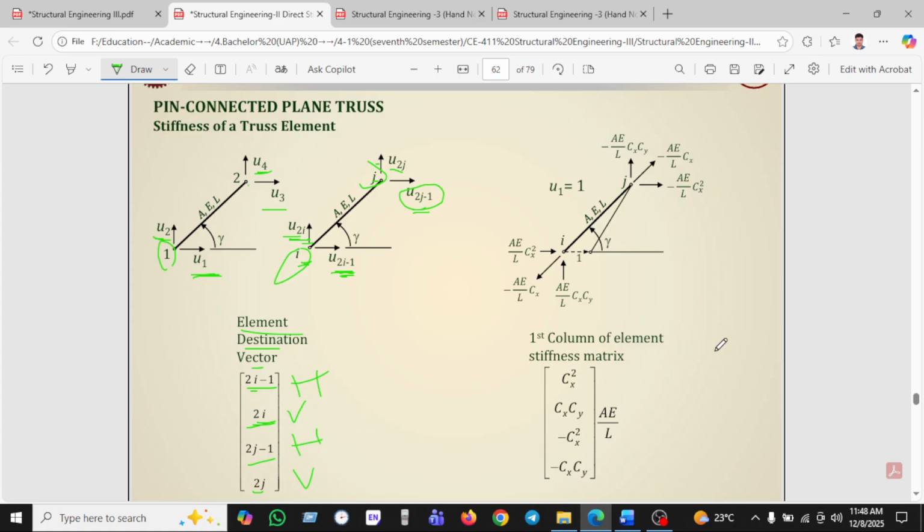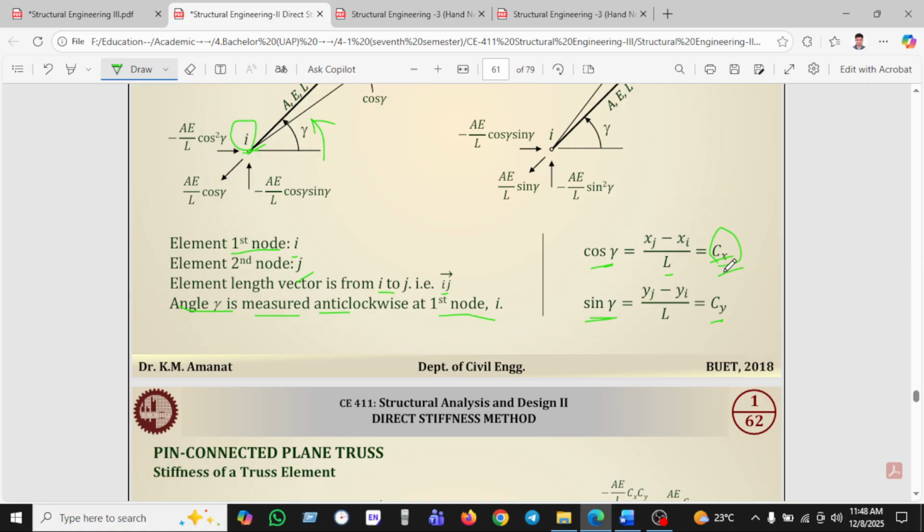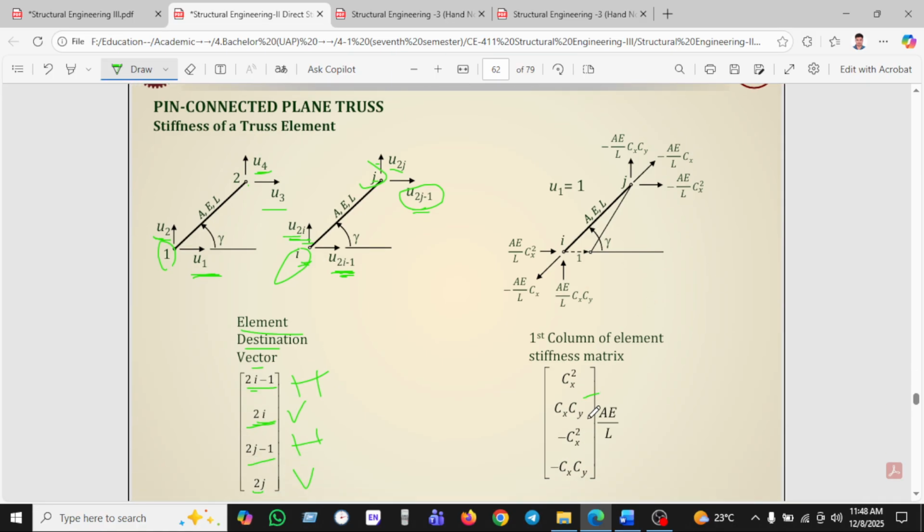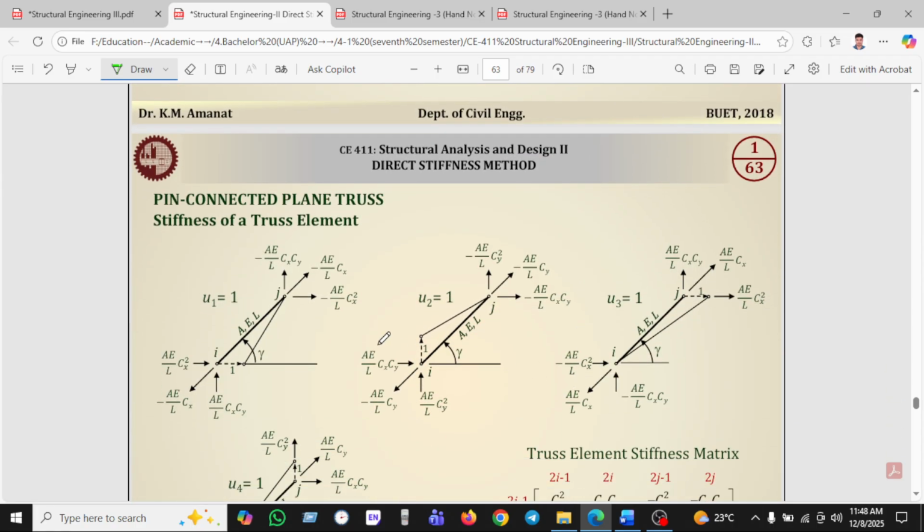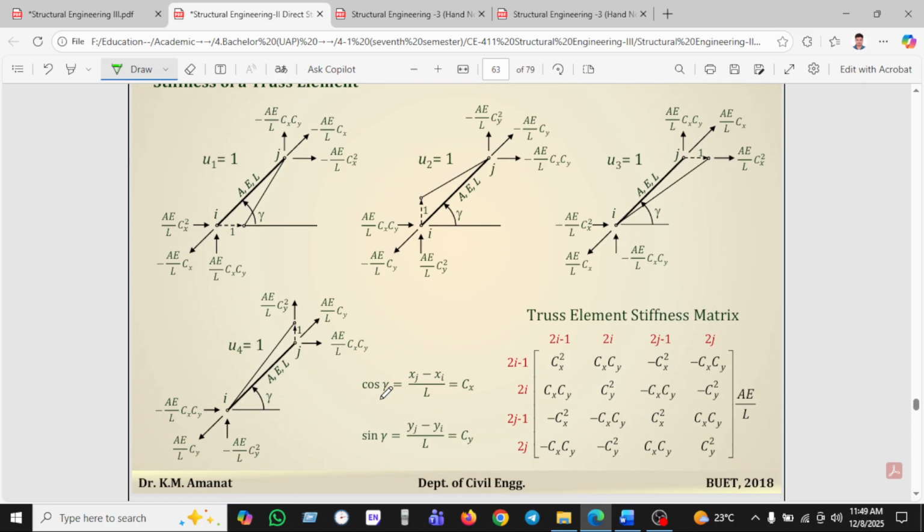For the element stiffness matrix, we can see it in this way. The first column entries are Cx square and Cx Cy for the first node I, and then the negative terms, minus Cx square and minus Cx Cy, for the second node, and EA over L will be constant. So in this way we get the truss element matrix from this equation.